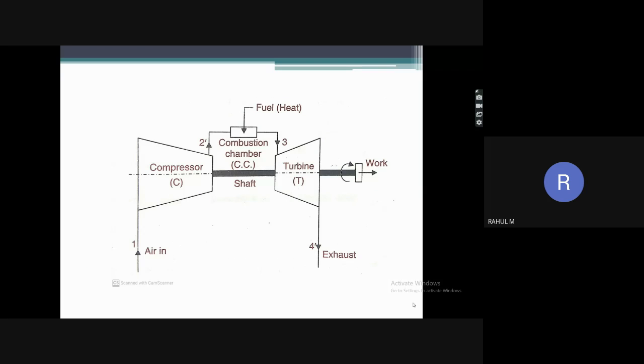So basically, this is a very simple diagram of how a gas turbine works. Anyone who wants can answer. So how does this work? Anyone? How does a gas turbine work? Let's make it a discussion, go ahead.